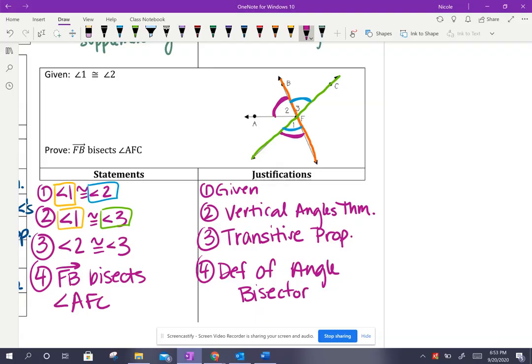So we have shown that ray FB bisects angle AFC, and we did that by proving that angle 2 and angle 3 are congruent to each other. That is the way we have to do that. We have to show that those two angles are congruent in order to say that ray BF is a bisector.